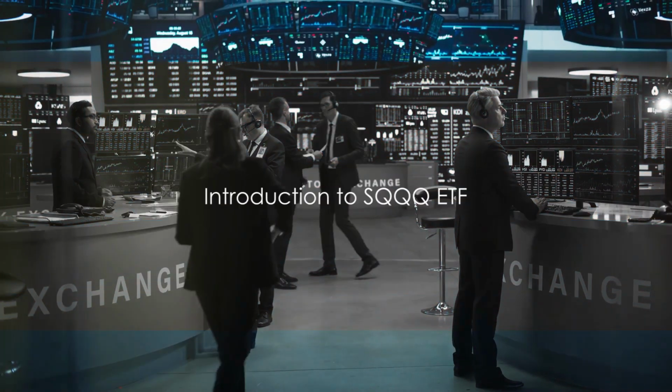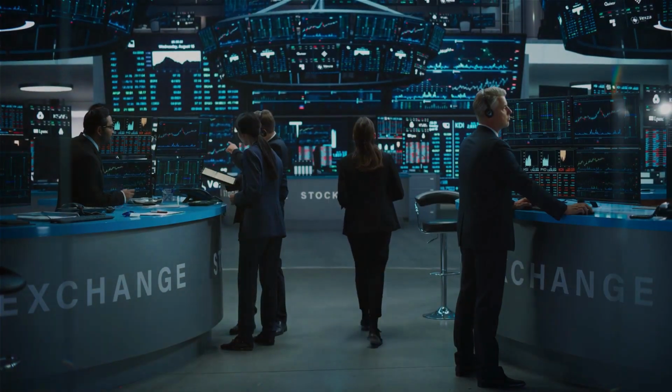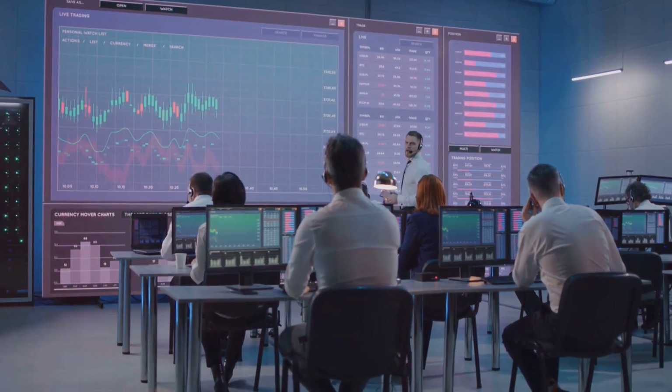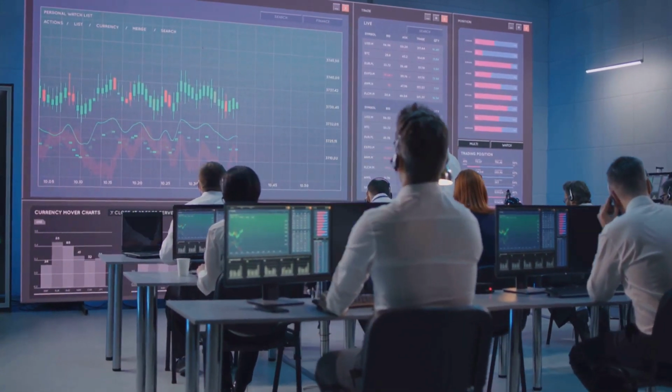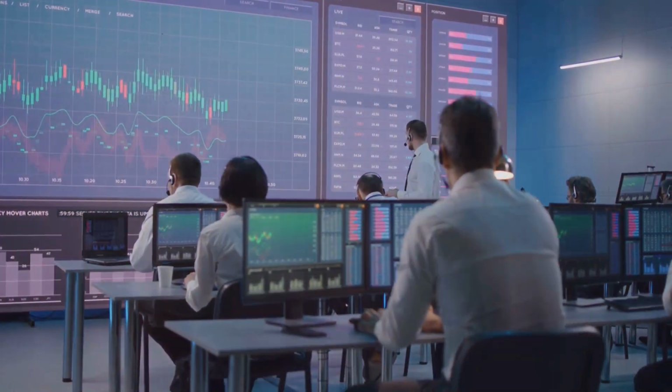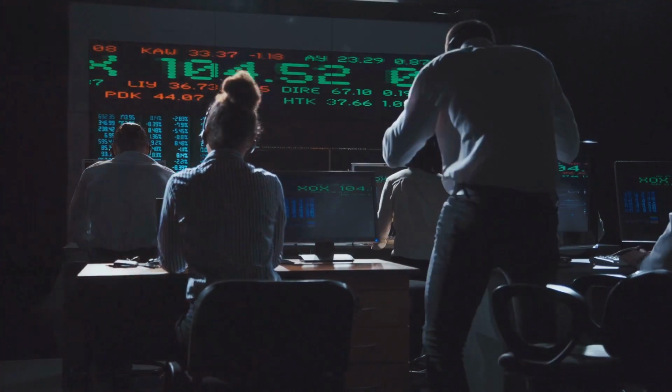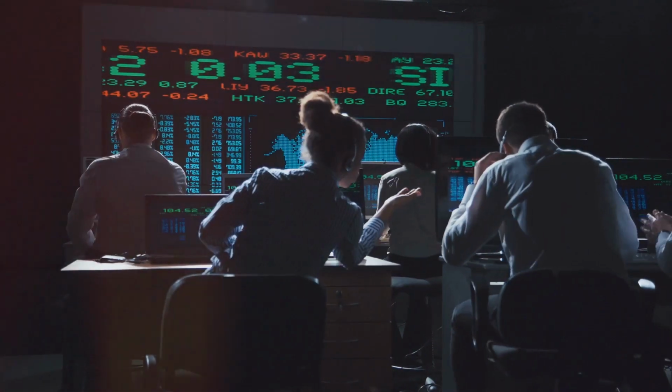Could it be possible that when the stock market plunges, some are raking in profits? How might that be, you ask? Well, there's a tool called the SQQQ ETF that allows investors to do just that. But what exactly is this tool and how does it work?